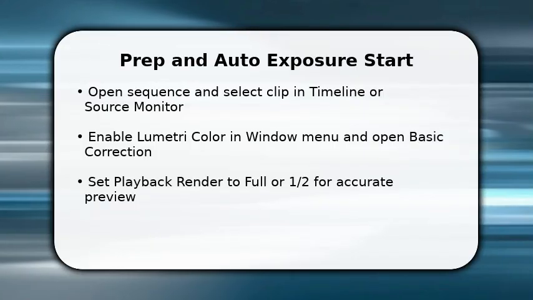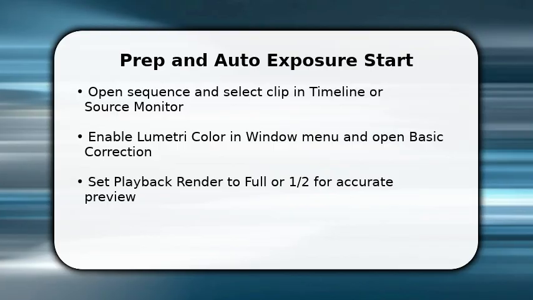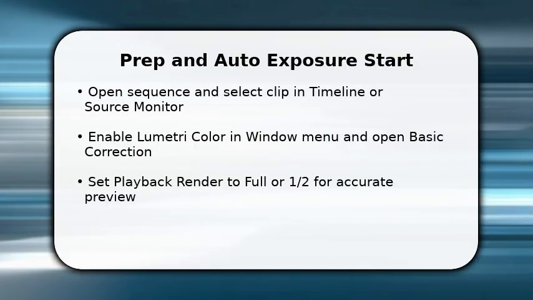You've got your clip ready. Start by selecting it in the timeline so changes apply to the right media. Open Lumetri Color from the window menu and jump into Basic Correction. This is where Auto Exposure tools live.